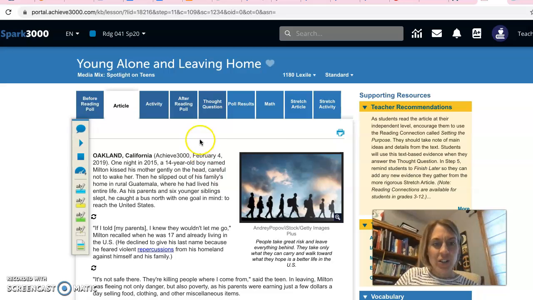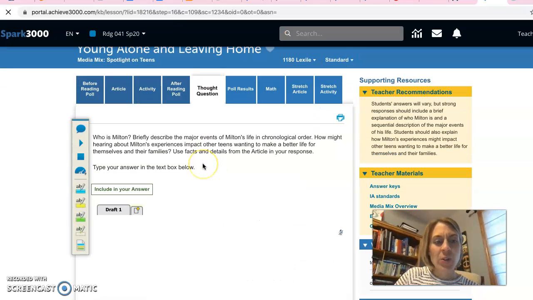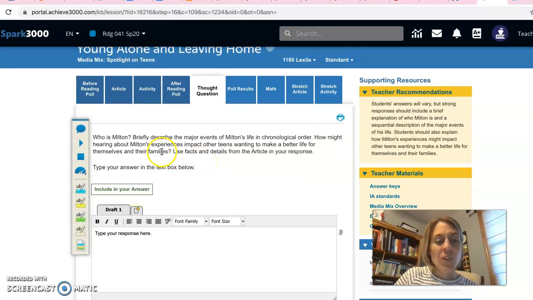After you read the article, you're going to do the activity like you always do. And then you're going to answer this thought question. The thought question you're going to type out in an email and send to me. Basically, who is Milton? Briefly describe the major events in Milton's life in chronological order. How might hearing about Milton's experiences impact other teens wanting to make a better life for themselves and their families? Use facts and details from the article in your response.